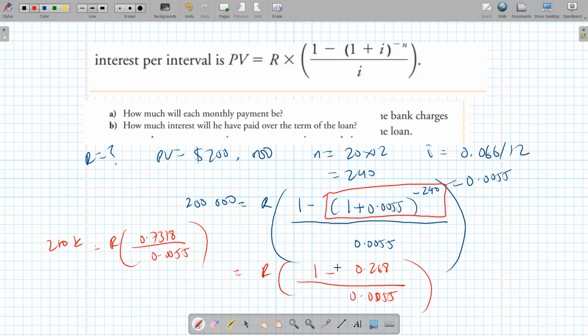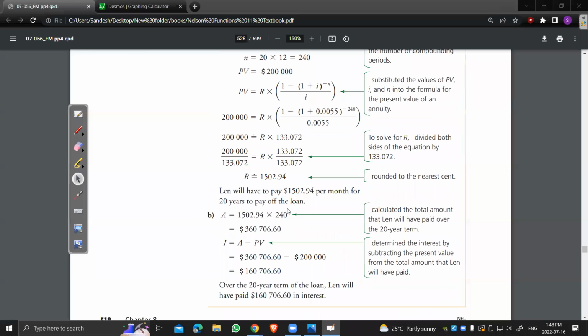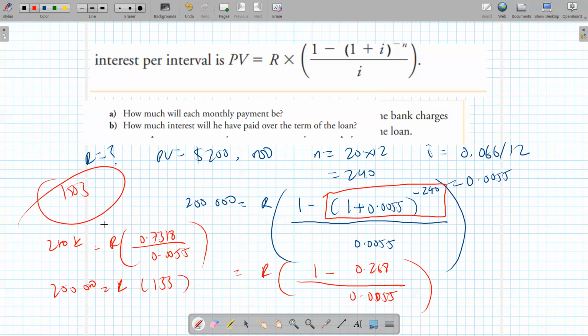You do 1 minus this, okay? 1 minus that. And then 0.7318 divided by 0.0055, that is 133. And then you divide both sides by 133, 200,000 divided by 133. That gives me $1,503 approximately. Does that make sense? Yeah, 1502, I rounded it up to 1503. So let's say R is 1503.